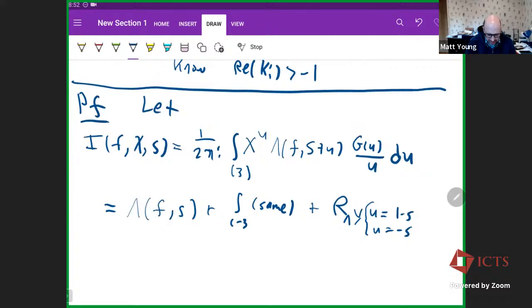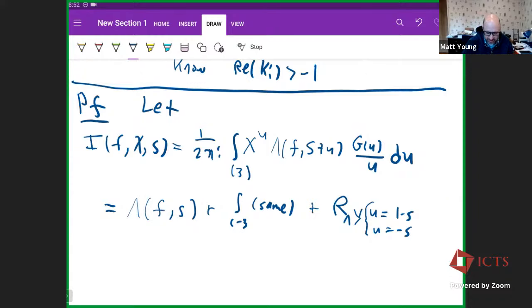So what's going to happen is this is going to give us a formula for the completed L function, and then we want to solve for the regular L function. So that means we have to divide by the gamma factors. So this R sub lambda is the residue term where we haven't yet divided by the gamma factors. So anyway, it's whatever you get.